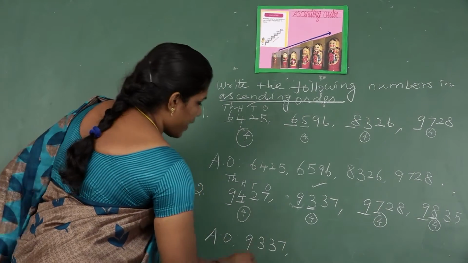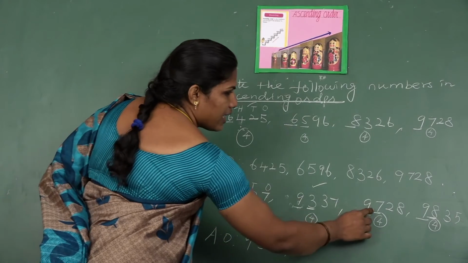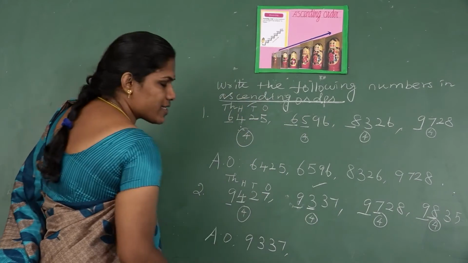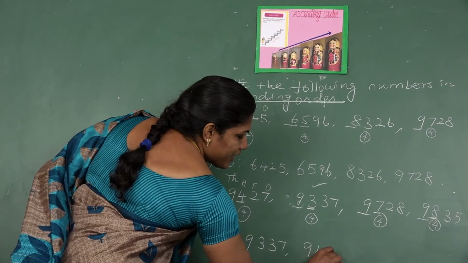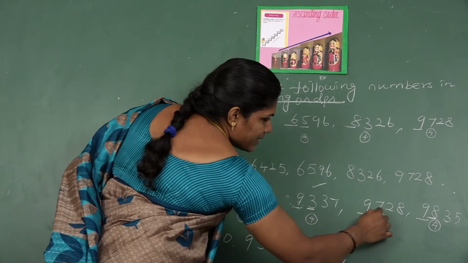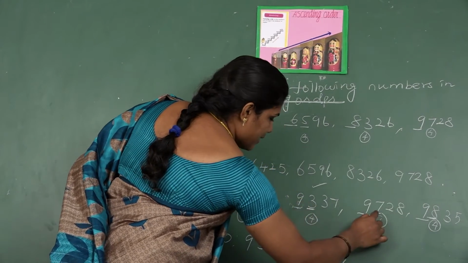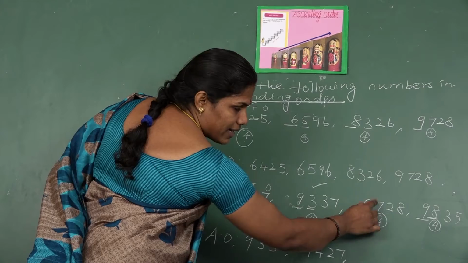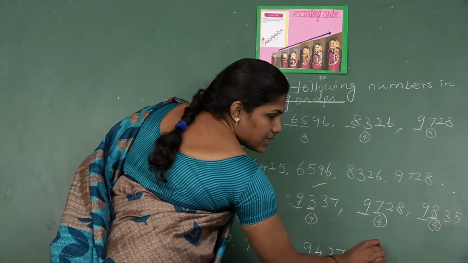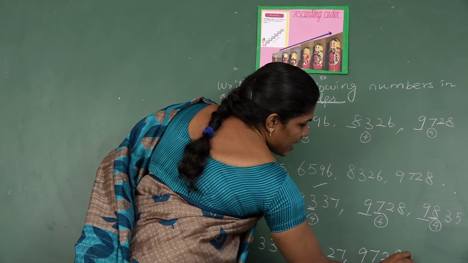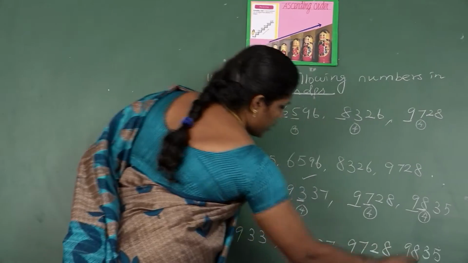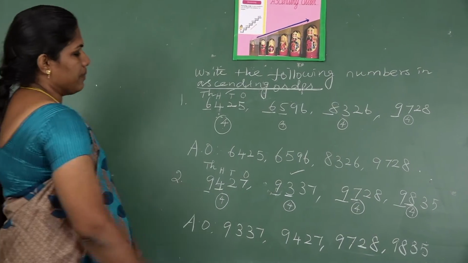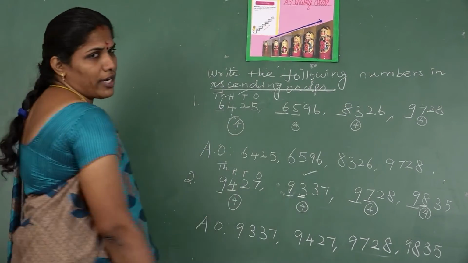9,337. Next you write 400, 700, 800. Which is the smallest number? 400. 9,427. Next you see 800, here 700. Which is the smallest number? 700. 9,728. Next 9,835. These are in ascending order.